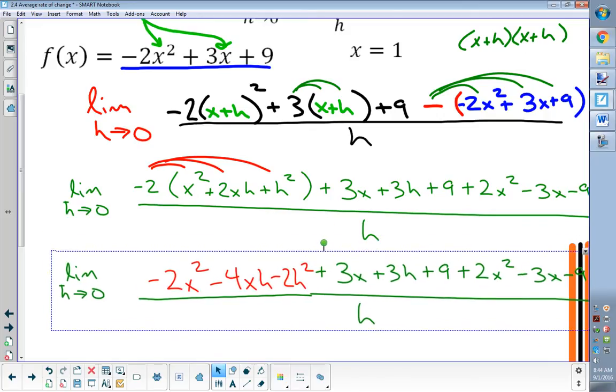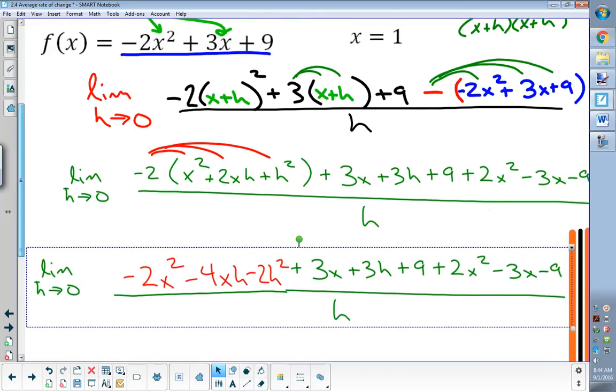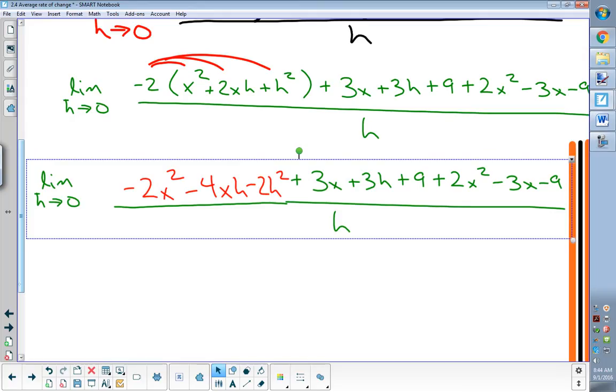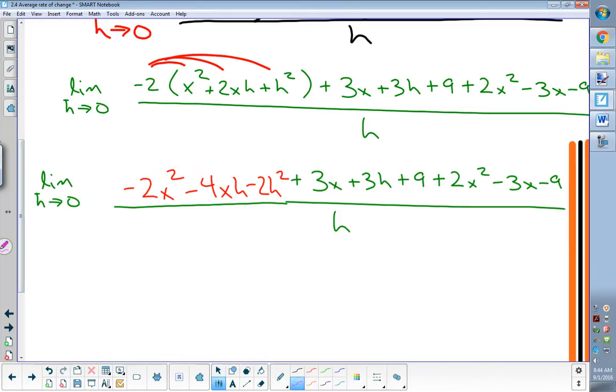Okay, we're looking for things we can cancel. Emmanuel, what's something I could cancel here? The 2x squared, a minus 2x squared and a positive 2x squared. What else, Susie? The 3x and the negative 3x. What else here, Selena? The 9s. When you get done canceling, everything that's left over should have an h in it. Okay? Everything left over should have an h in it.